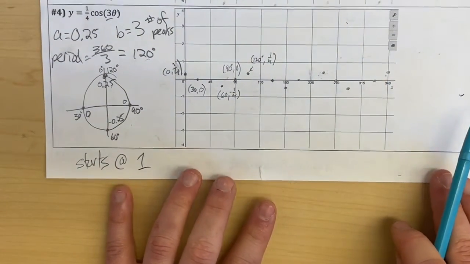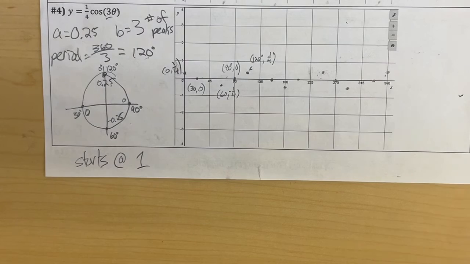So again, this is super simple. Once you get some more practice with it, use that circle to figure out what your points are and draw them out.